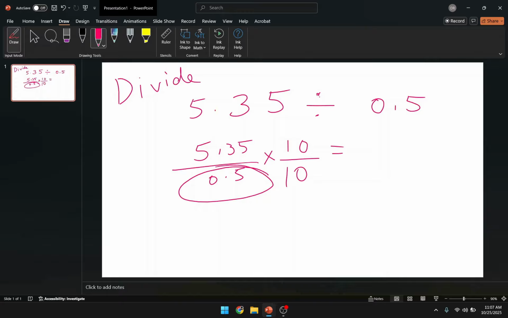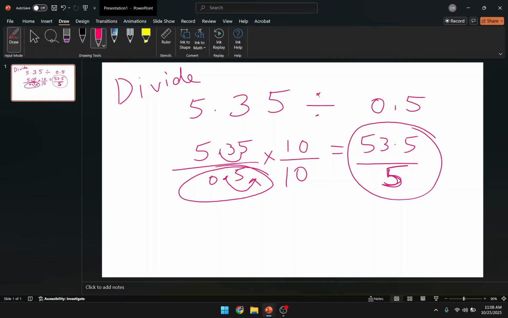Okay, so 5.35, if I multiply by 10, the decimal moves to the next place. It would be 53.5, right? Divided by, when I'm multiplying this by 10, the decimal moves to the next place. It would be 5. So now I have a denominator which is nice and round. This is 5. Let's divide 53.5 by 5. I'm sorry.